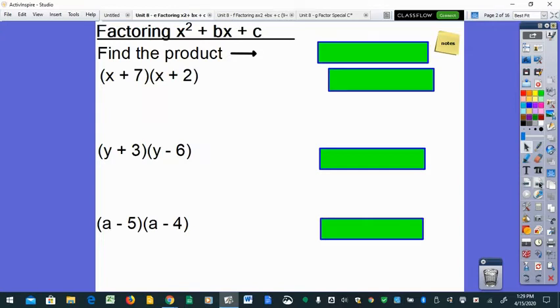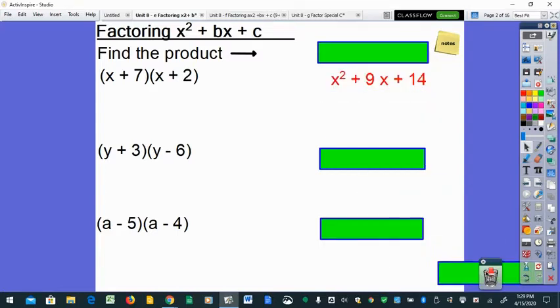What I'd like you to do right now is to pause the video and please FOIL those three problems on the left. Okay, let's see how you did. The x plus 7 times x plus 7, did you get x squared plus 9x plus 14?